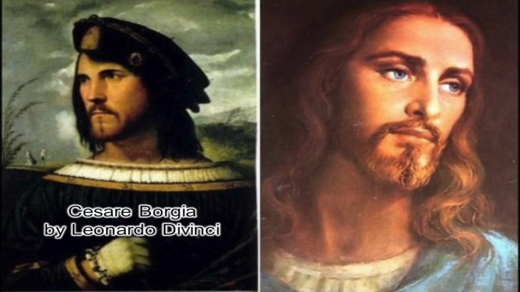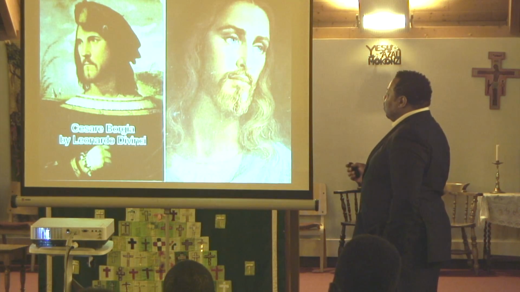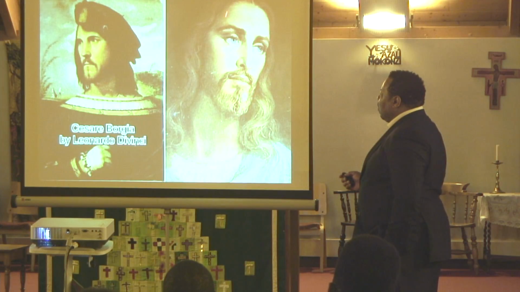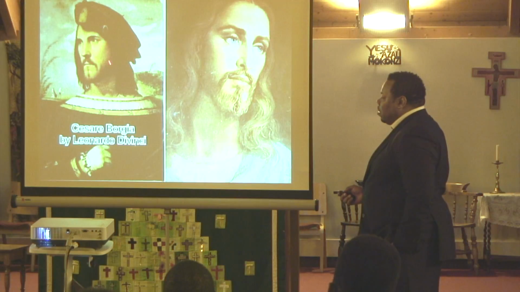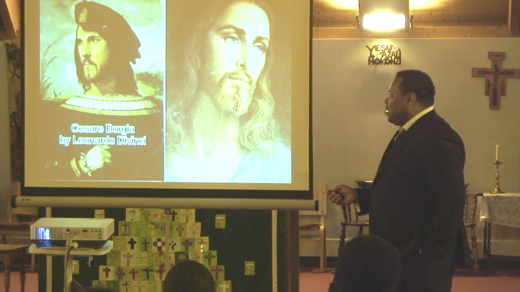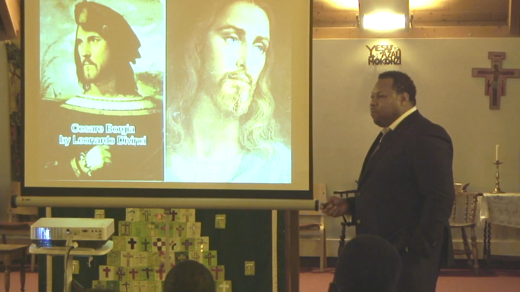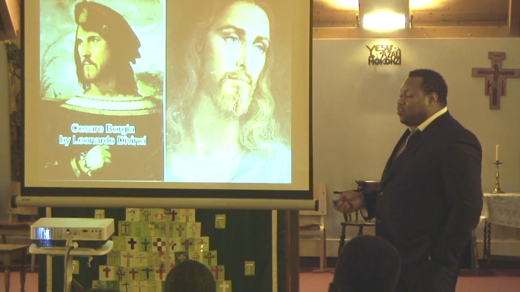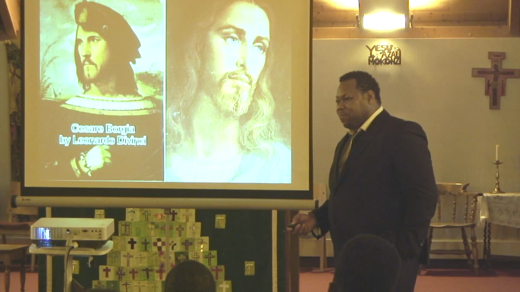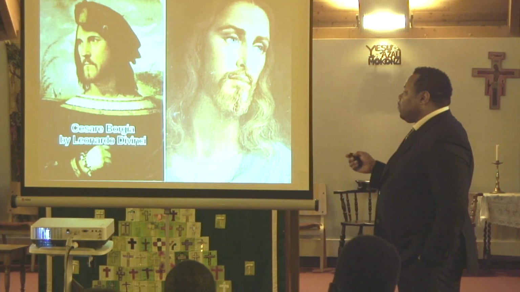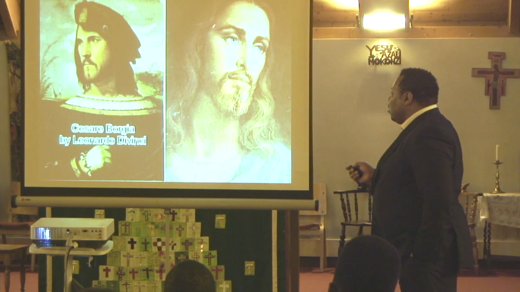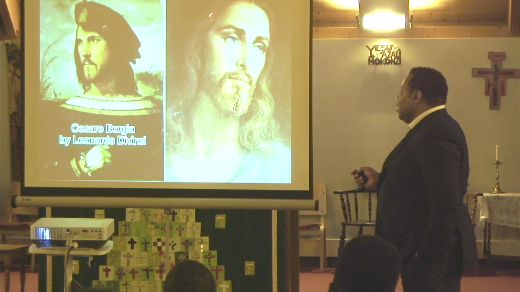This man here is Cesare Borgia, painted by Leonardo da Vinci. He also painted this version of what Jesus would look like. This is the Pope's son, Pope Alexander VI. His royalty, extremely powerful, also homosexual, openly. He and Leonardo were having a homosexual relationship. Out of his love for Cesare Borgia, Leonardo da Vinci created this image.